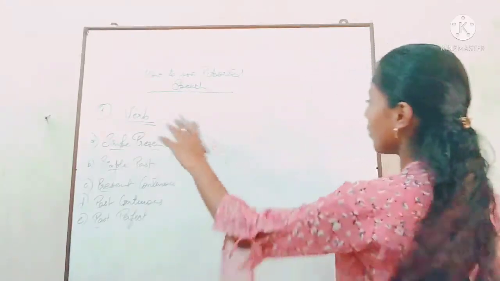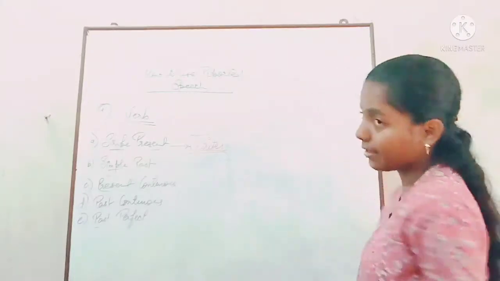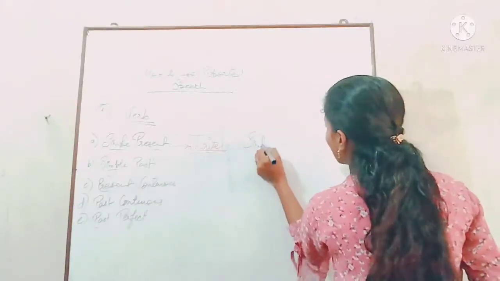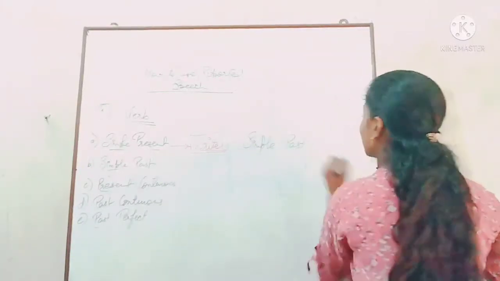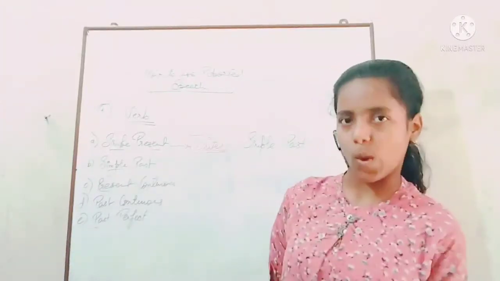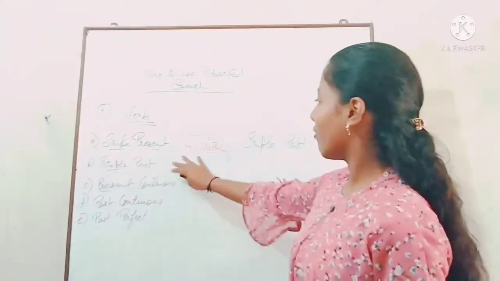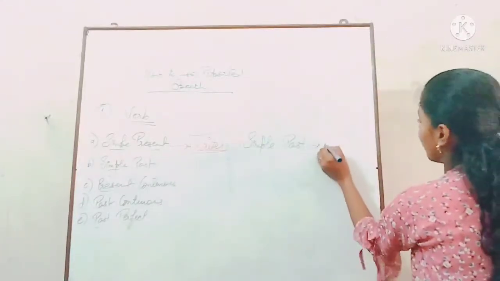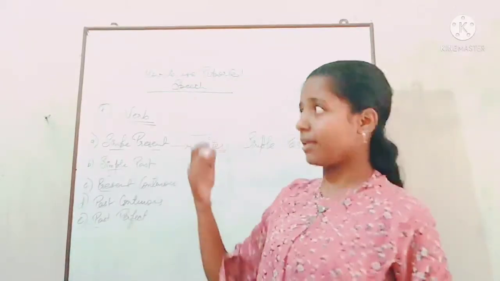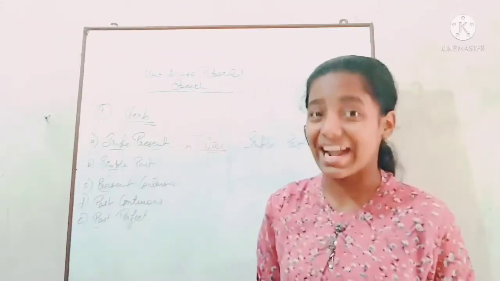Let's see. We'll change simple present tense to simple past. You will be amazed, because this is the first tense we are discussing and it is the easiest one. Simple present changes to simple past: writes converts to wrote. Why wrote? Because it's the second form of the verb, and in the simple present we use the first form of the verb. Quite easy, children. Hope you understand well.